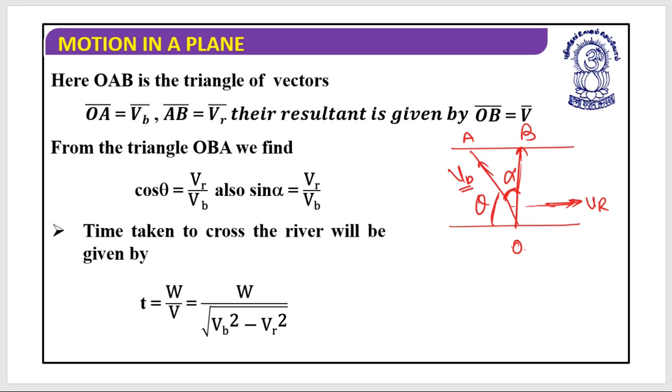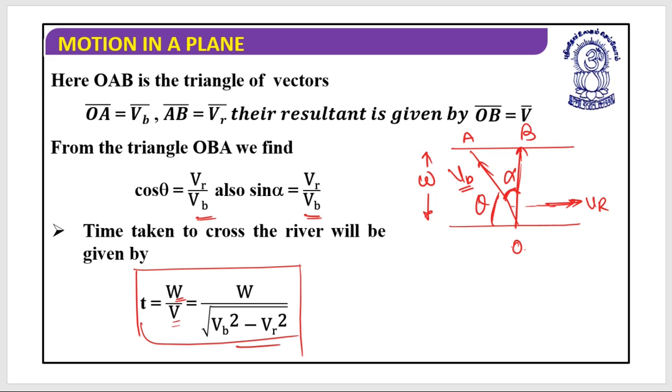So it's cos theta, which should be VR by VB, or sin alpha, which would be VR by VB, and the time taken to cross the river. So T is equal to the width, that means the distance to be traveled, divided by the velocity, and that velocity can be given as under root of VB square minus VR square. This is one of the approaches.